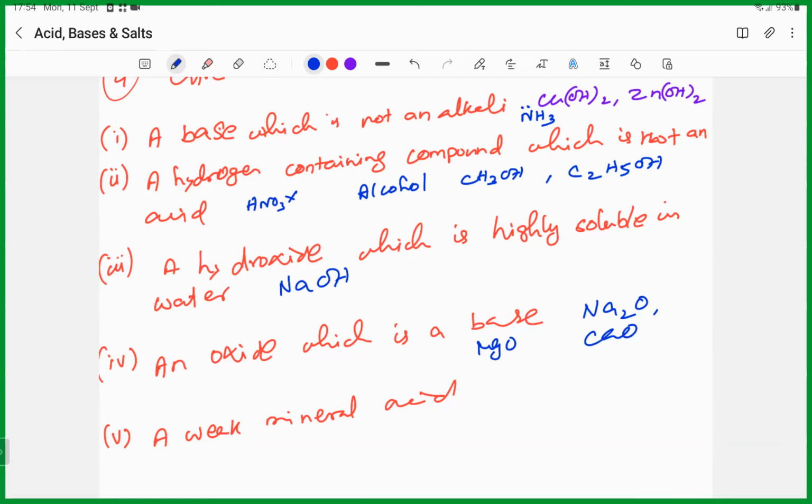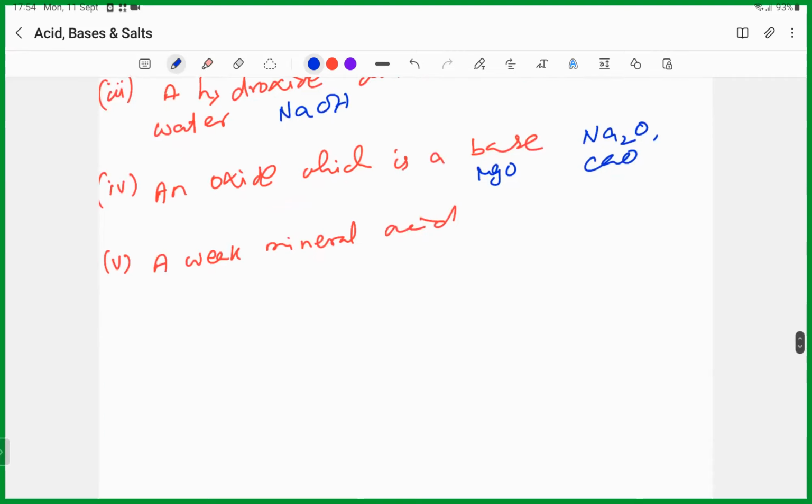So, weak mineral acid. What is mineral acid? What is mineral acid? Mineral acid, it contains H plus ion. Okay, and also it does not contain COOH.